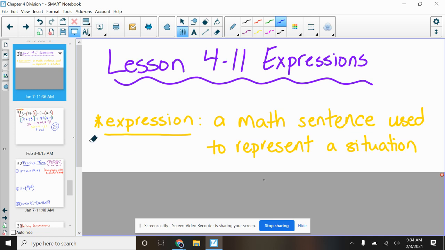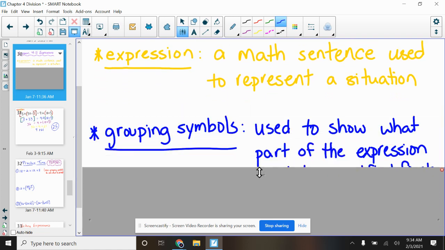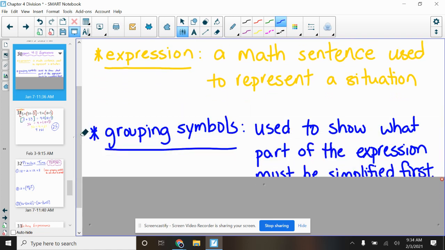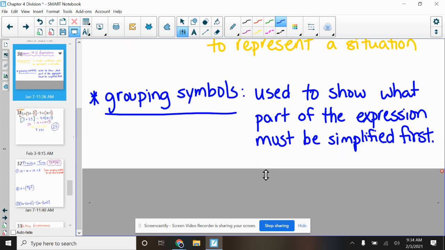So as we continue to explore these expressions, we're not really using baby math, right? Most of the things that we are going to see are going to involve multiple numbers and multiple math operations. So that means we're going to need these things called grouping symbols. So write down what a grouping symbol is.